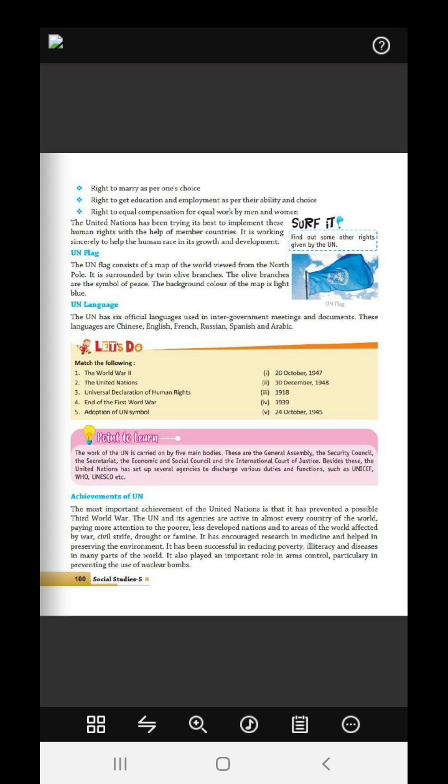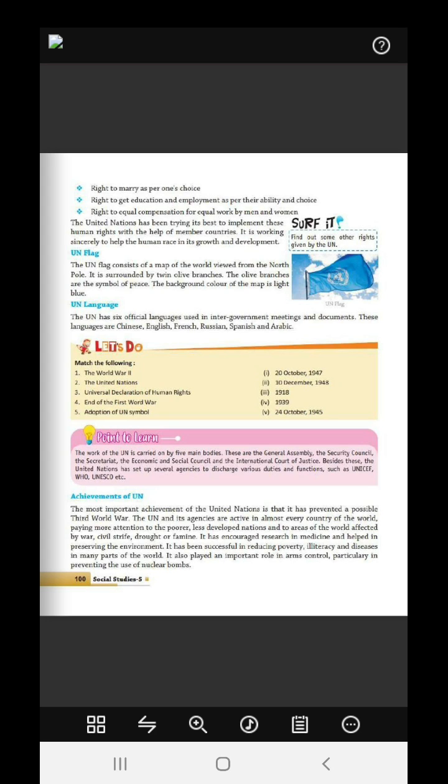Now, what are the achievements of the United Nations? The most important achievement of the United Nations is that it has prevented a possible third world war. The UN and its agencies are active in every country of the world, paying more attention to the poorer, less developed nations and to the areas of people affected by war, civil strife, drought, or famine. It has encouraged research in medicine and helped in preserving the environment. It has been successful in reducing poverty, illiteracy, and diseases in many parts of the world.